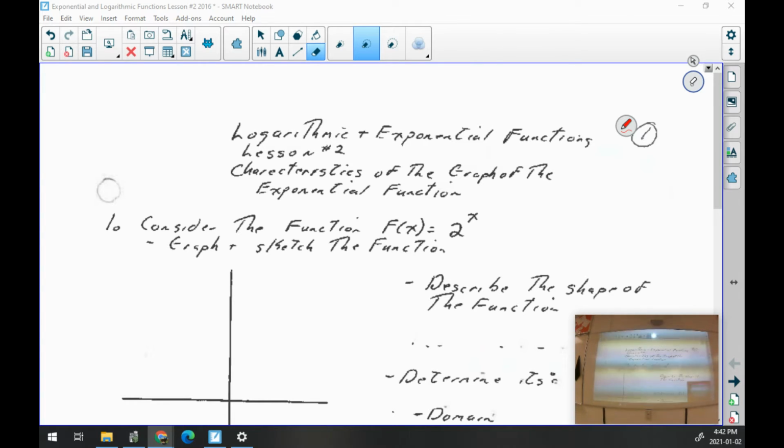Good afternoon. We are looking at the second lesson in our unit on exponential and logarithmic functions.